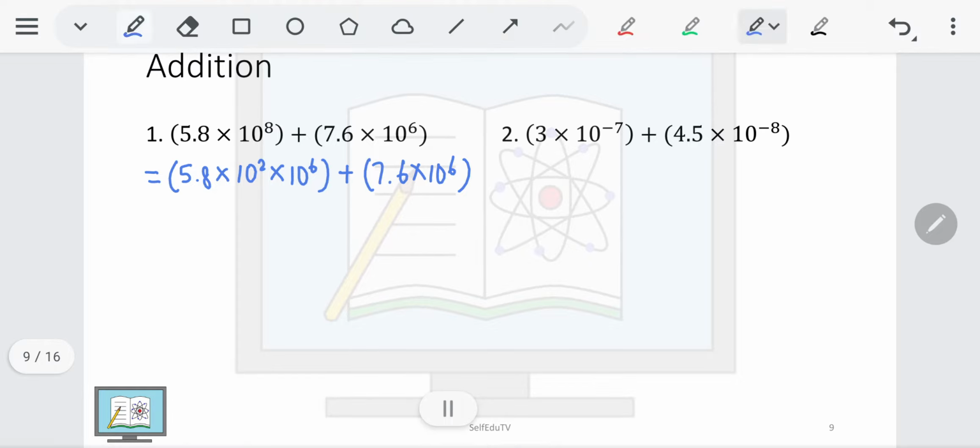So they must have a common factor. So 10 to the power of 6 will be their common factor. So that's why I have to change it to 10 to the power of 6. So I split 10 to the power of 8 into 10 to the power of 2 times 10 to the power of 6. Okay, after that, 5.8 times 10 to the power of 2 means times 100, right? So 580.